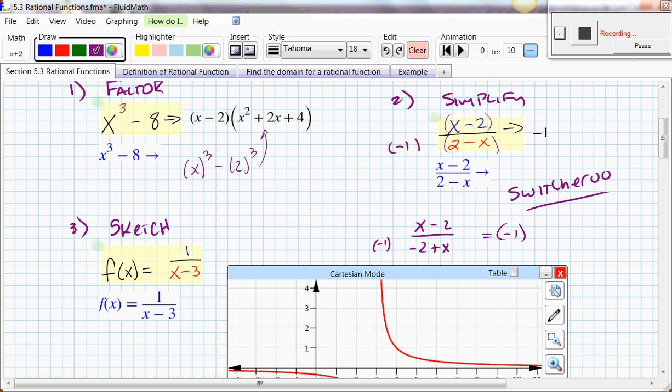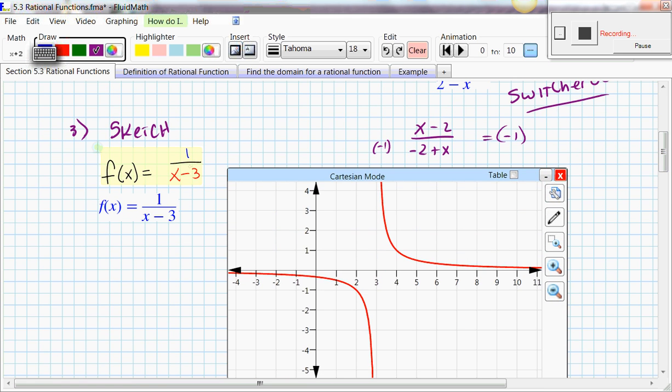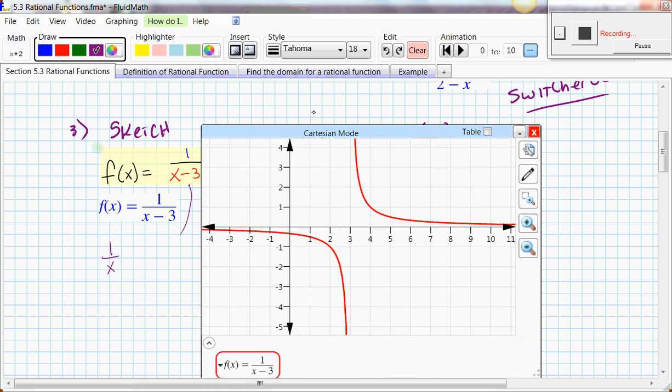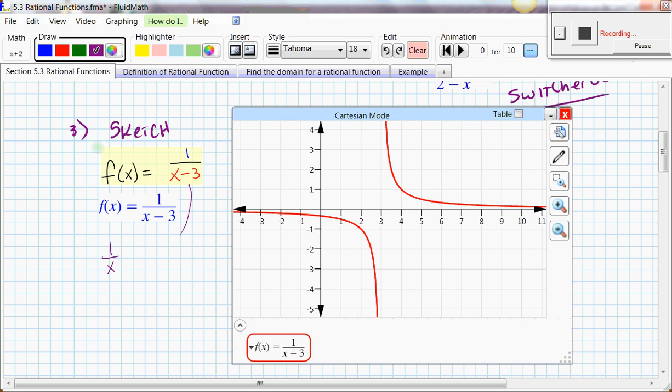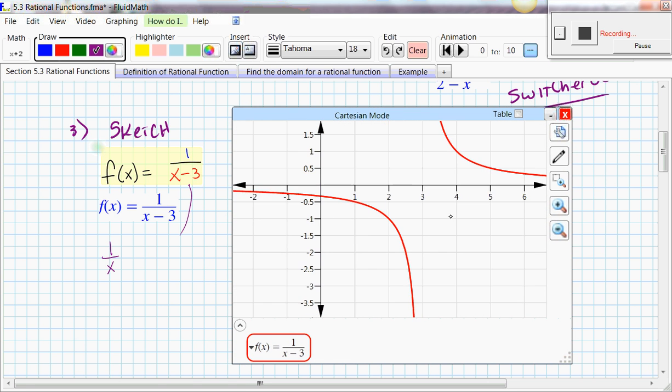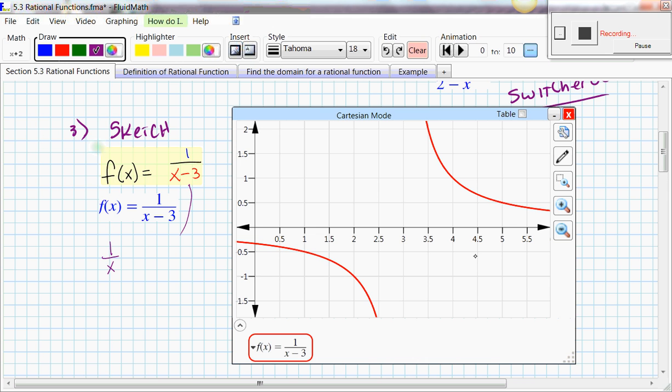And then number 3, sketching a rational function. F of x equals 1 over x minus 3. This is the Hurley graph. This is the original 1 over x function, but then it's been moved 3 units to the right. So you can see over here in my graph, that's exactly what we have. We have the Hurley graph that has been moved 3 units to the right, and as you can see, right at 3, there is a vertical line. That's going to be our vertical asymptote. We'll talk about that later.